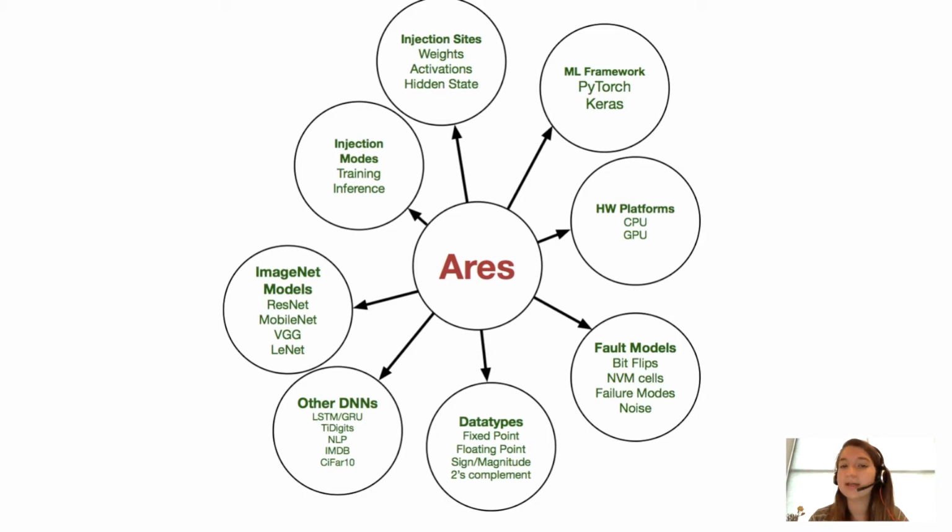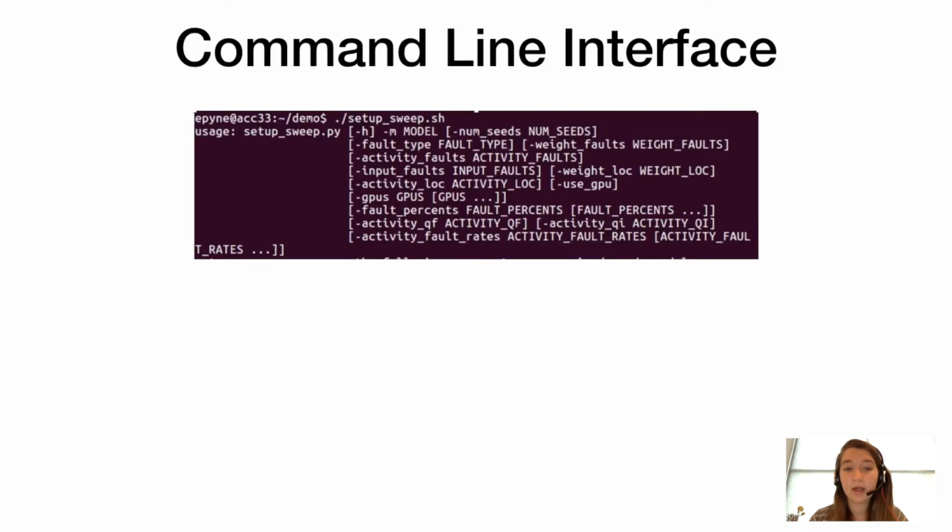Let's take a look at an example of how to use ARIES. We provide scripts to easily run a fault injection experiment specifying the model, the number of trials, the type of fault, and the hardware platform for execution, and more. This highlights the flexibility and efficiency with which a user can evaluate design choices and different fault modes for DNNs.